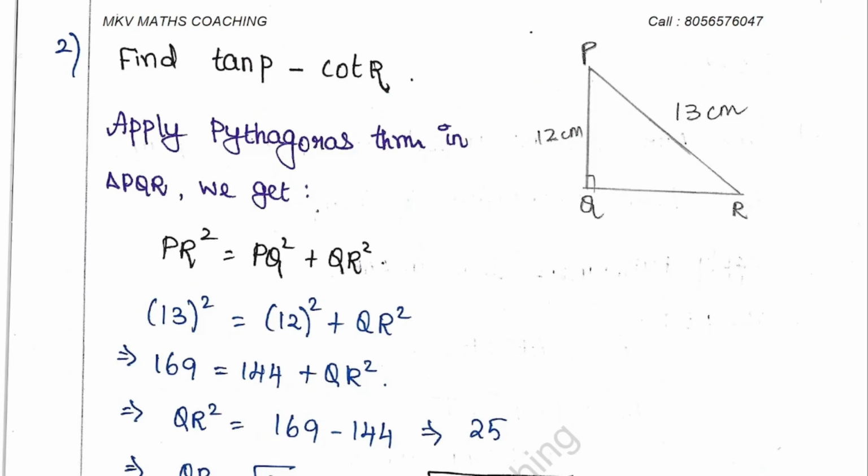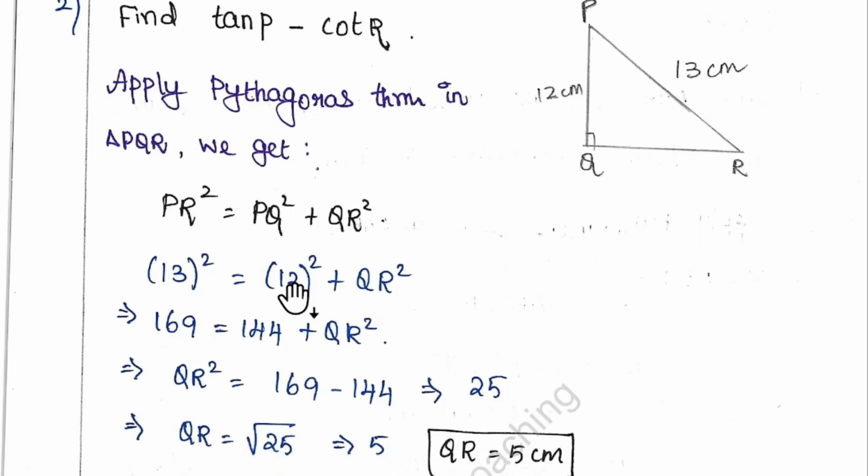So second question, you have to find tan P minus cot R. They have given the figure, where PQ is 12 and PR is 13. You need to find QR, right? You know the Pythagoras theorem. First step is to find all the side values in the right angle triangle. So I am taking PR square equal to PQ square plus QR square, which is the Pythagoras theorem.